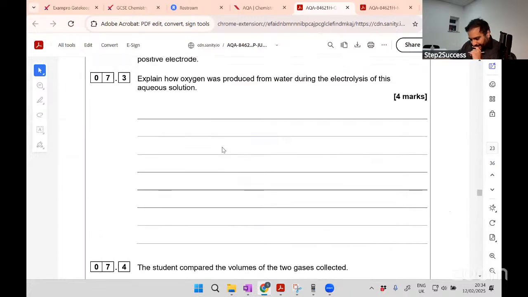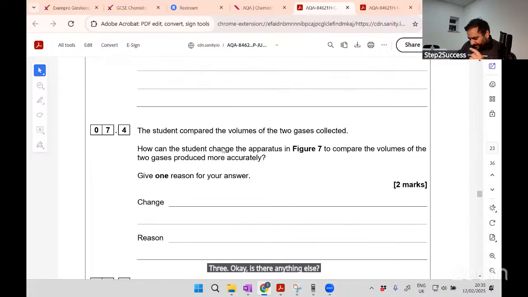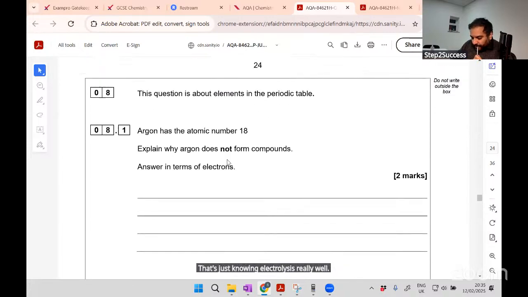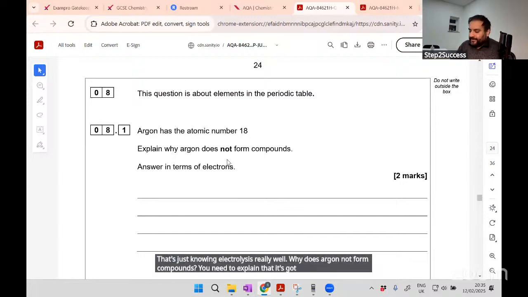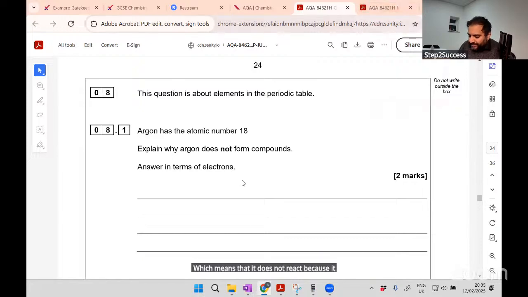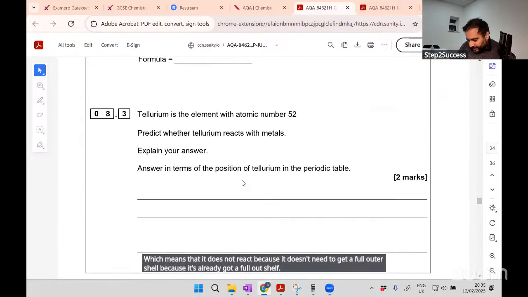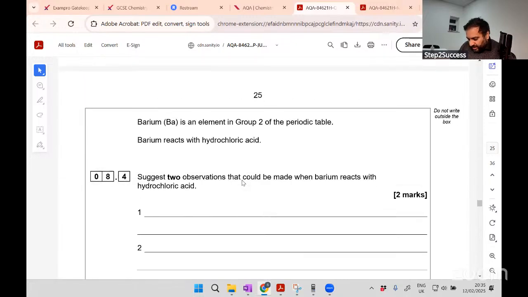Okay, is there anything else? That's just knowing electrolysis really well. Why does argon not form compounds? You need to explain that it's got a full outer shell of electrons, which means that it does not react because it doesn't need to get a full outer shell because it's already got a full outer shell. Fine.